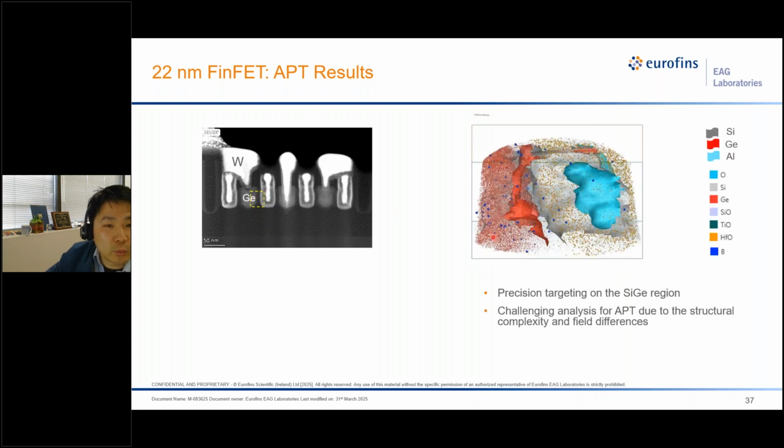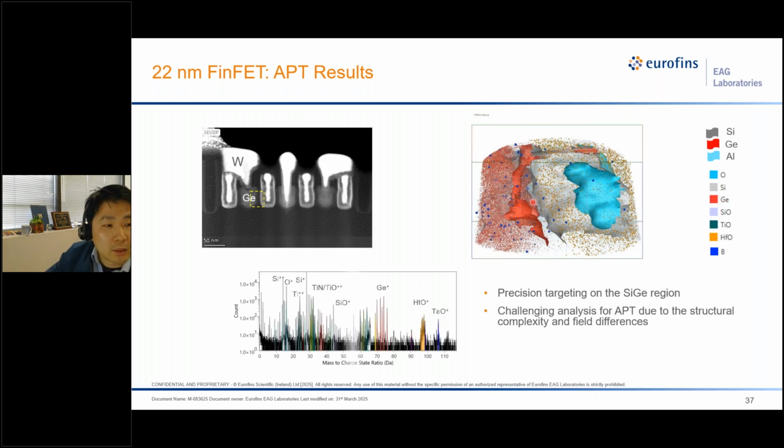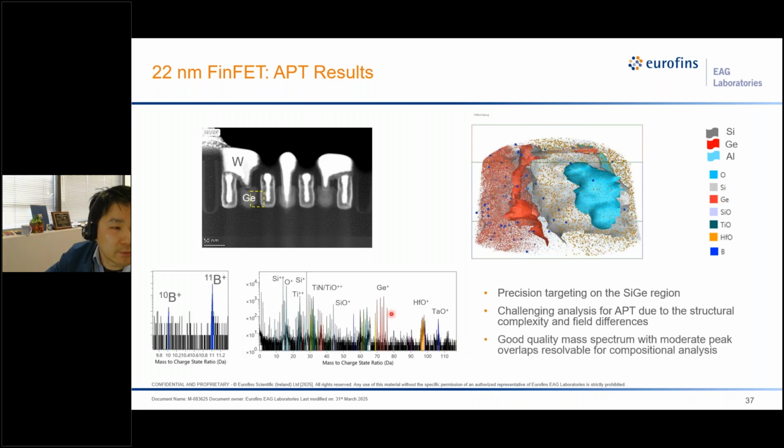And this is the data we obtained showing the silicon germanium on the left, and we have other components to the right, and we observed boron in this region. The mass spectrum quality is pretty good for these complex structures. We see different types of elements from light to heavy elements. We also clearly observed boron as singly charged and doubly charged ions in the mass spectrum.